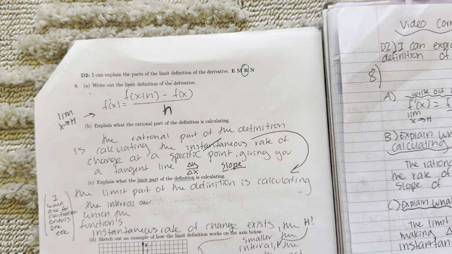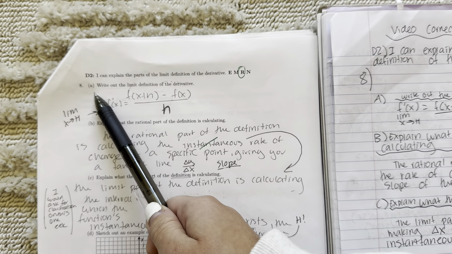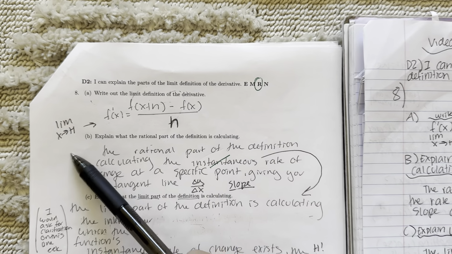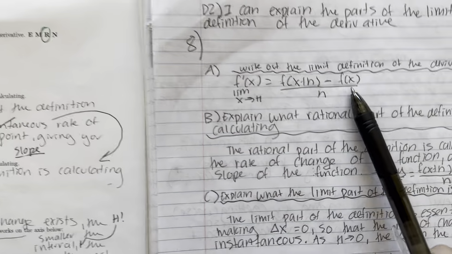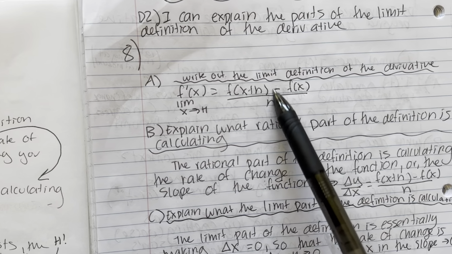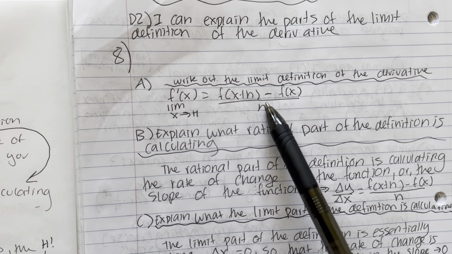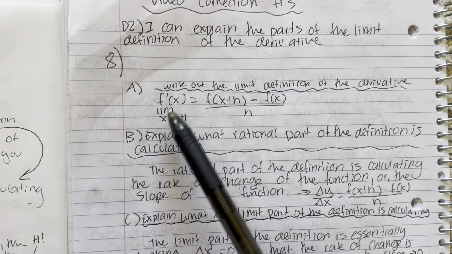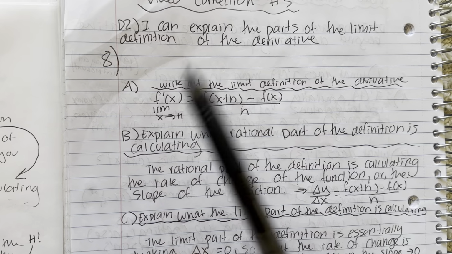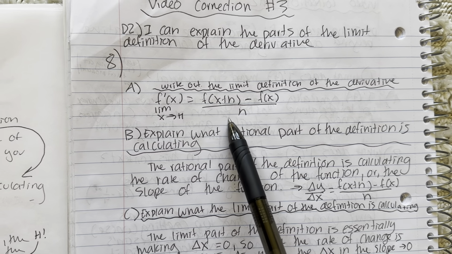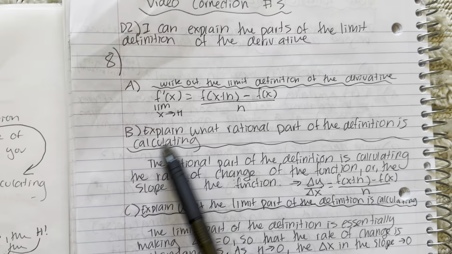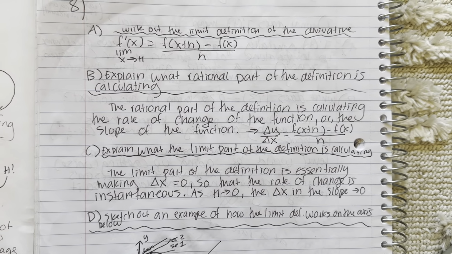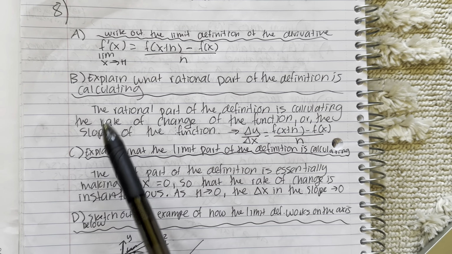So this is all number 8, and this is the first question, A, which says write out the limit definition of the derivative. It is the same thing as what I wrote in terms of the equation, but what I didn't put below f prime of x is the limit as x approaches h, which means take the limit as x approaches h. I forgot that part, so there it is in the correct version.